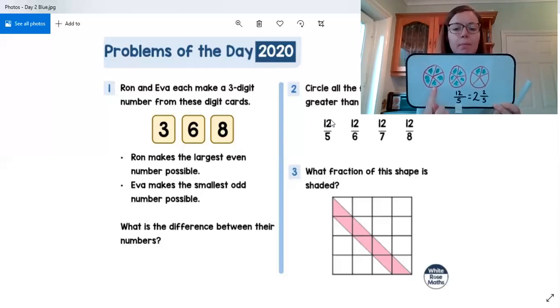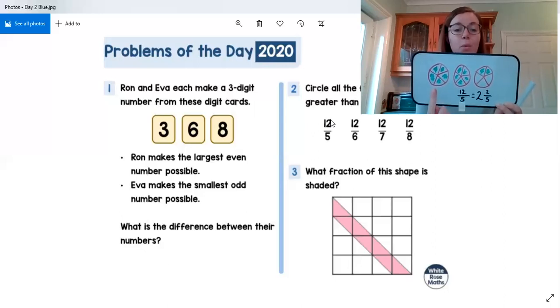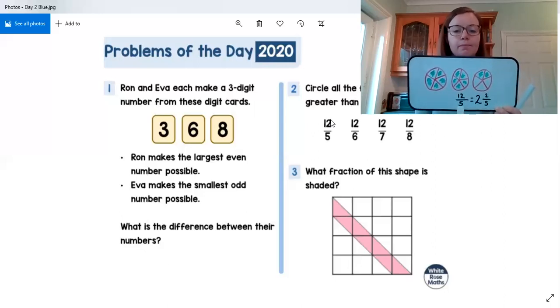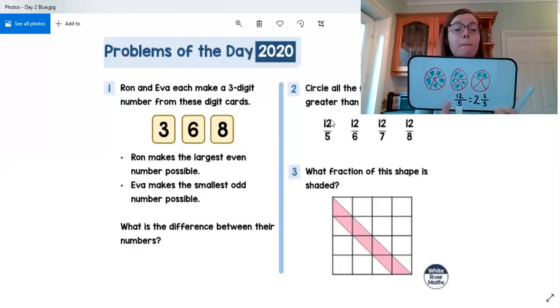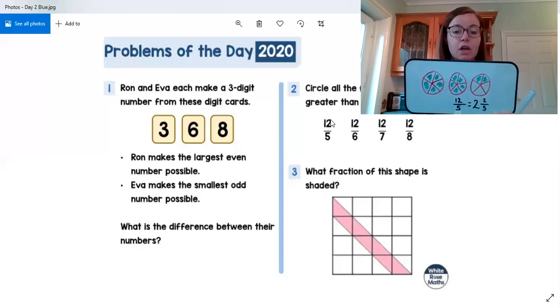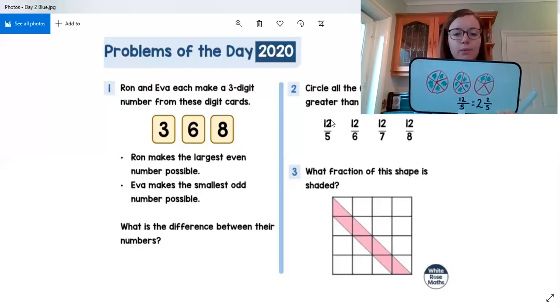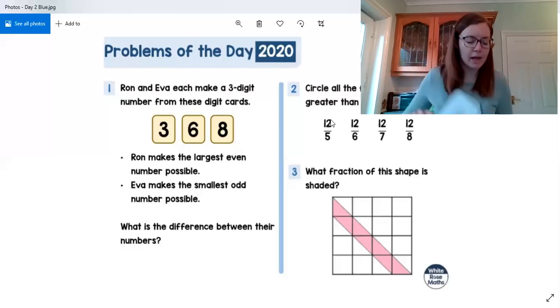So is this number greater than 1? Well, yes, because I've got more than 1 whole pizza. Is it less than 2? No, because I've got more than 2 whole pizzas. So 12 fifths does not count. Let's have a go at the next one. I want us to see if we can do it without the drawing this time.